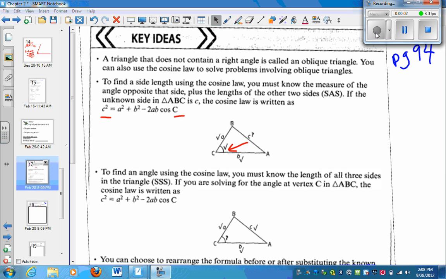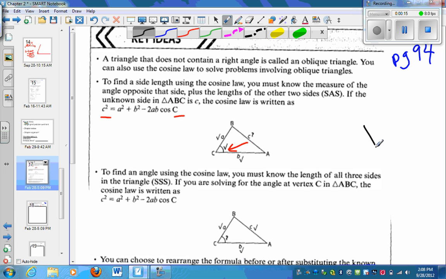Section 2.4, the cosine law. A triangle that does not contain a right angle is called oblique. And you can use the cosine law to solve problems involving obliques. So when you have an angle bigger than 90 in a triangle that you've been given, you can also use the cosine law.